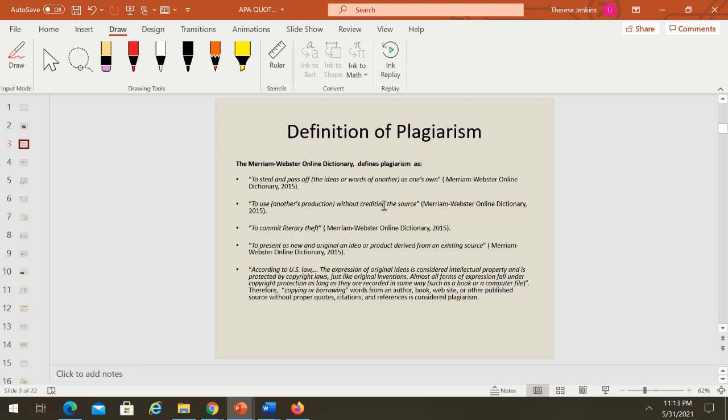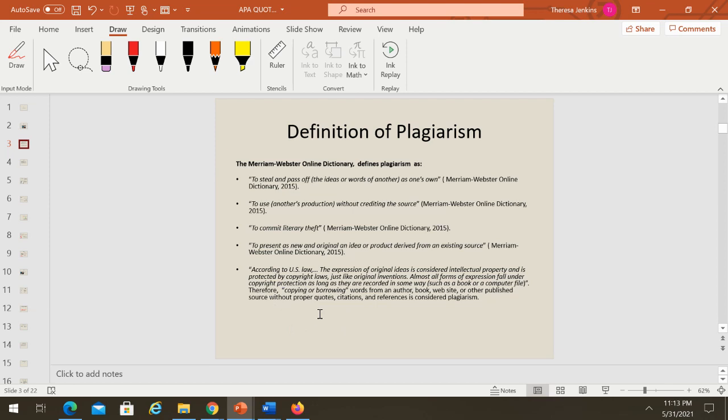Now let's talk about a few definitions of plagiarism. To begin with, plagiarism is defined as stealing or passing off the ideas or words of another as your own. It is using another's production without crediting the source, committing literary theft, and it is presenting someone else's ideas or product as being yours. The last bullet point addresses U.S.